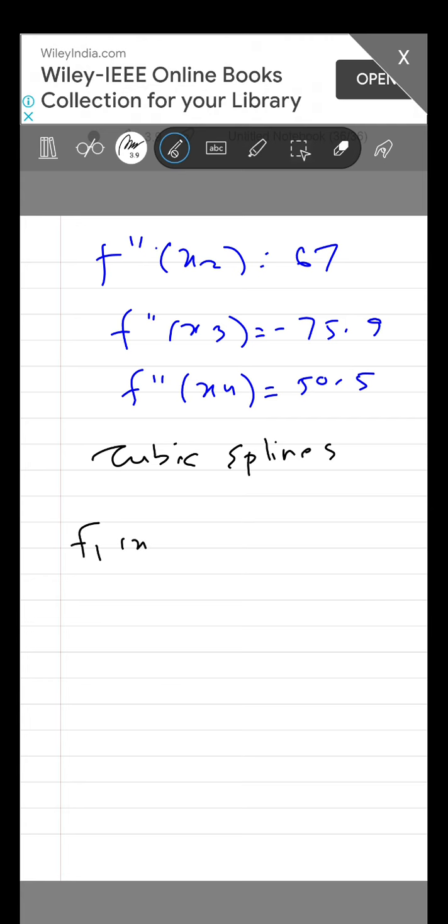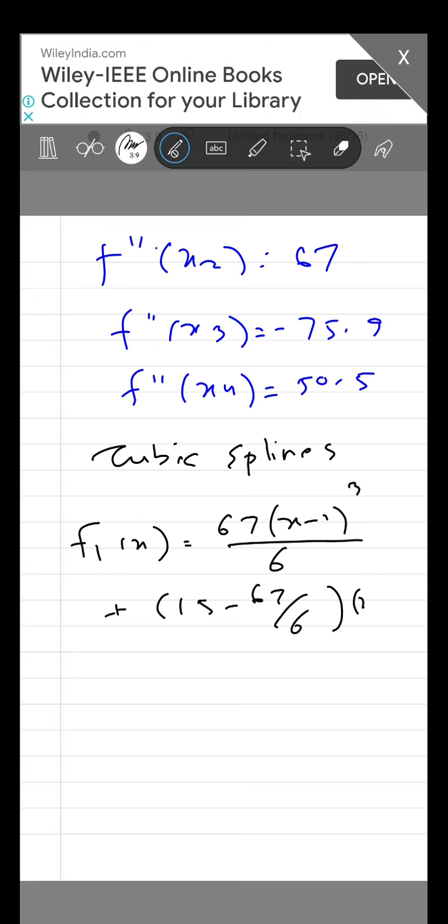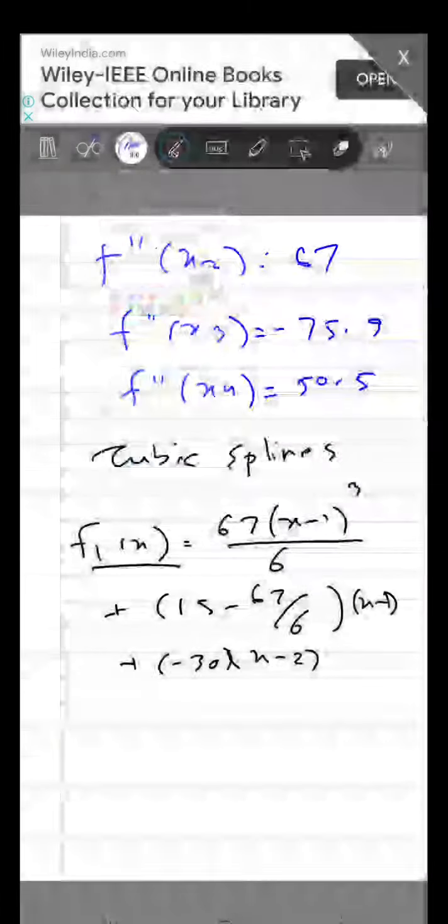For f1x we'll get 67, that is f double differentiation x2, into x minus 1, fxi minus fxi plus 1 whole cube divided by 6, plus 15 minus 67 by 6 into x minus 1, plus minus 30 into x minus 2. This is for f1x.